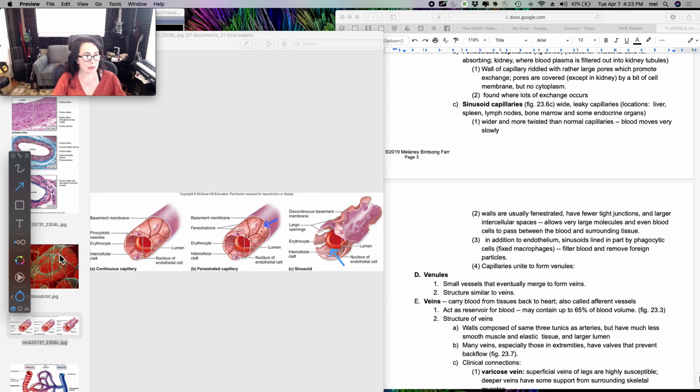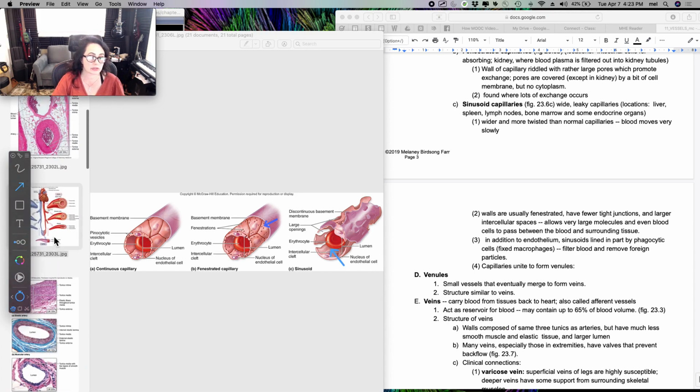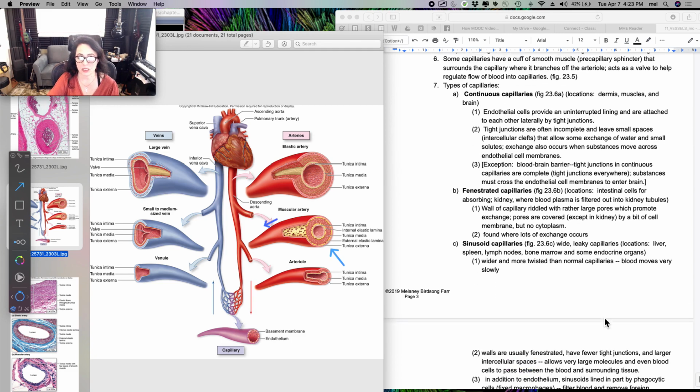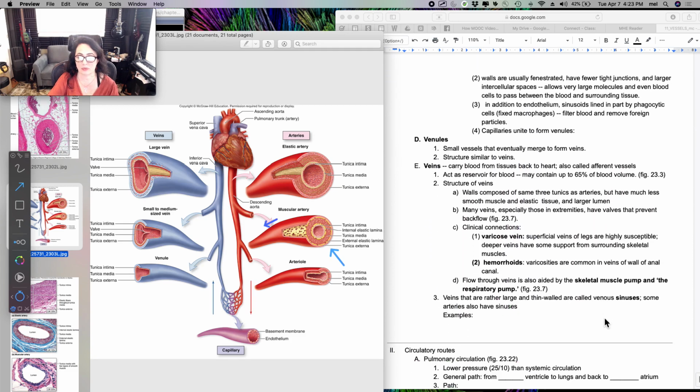Okay, and then the capillaries are going to come together to form the smallest veins. The smallest veins are just called venules. Then we get to these medium-sized veins. They're just called that. Some of them have valves in them and some of them don't. So venules, veins.